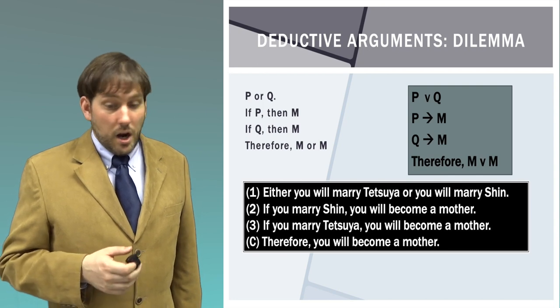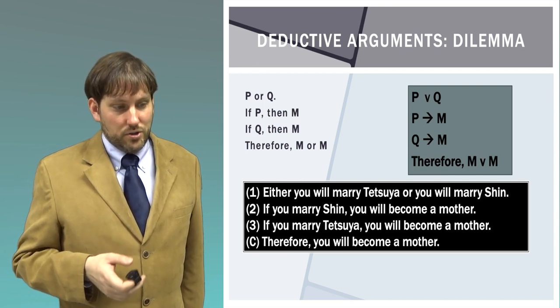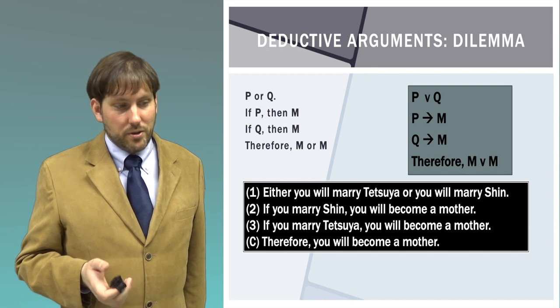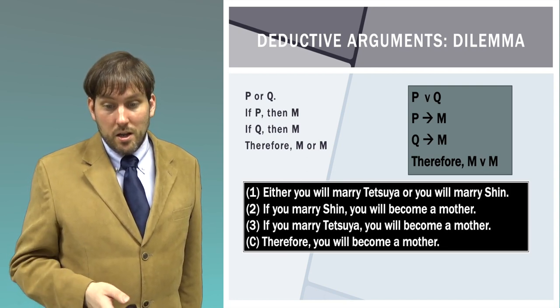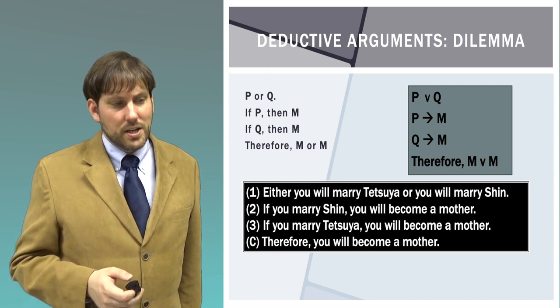Second form of it. Either you will marry Tetsuya or you will marry Shin. If you marry Shin, you will become a mother. If you marry Tetsuya, you will become a mother. Therefore, you will become a mother. So, let's test and see if this is valid.